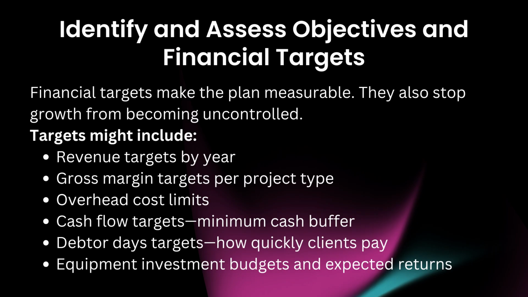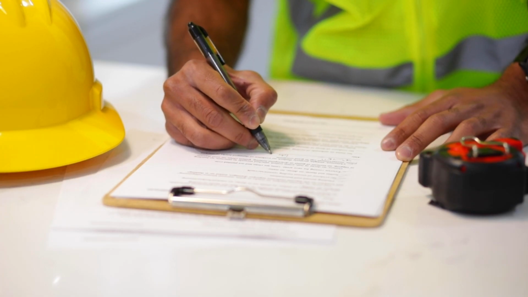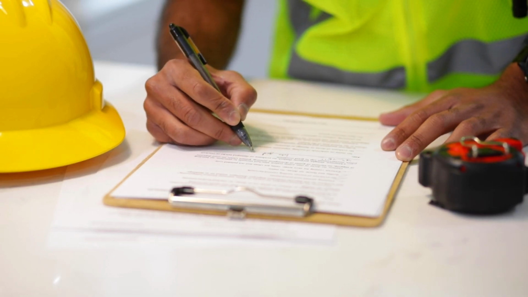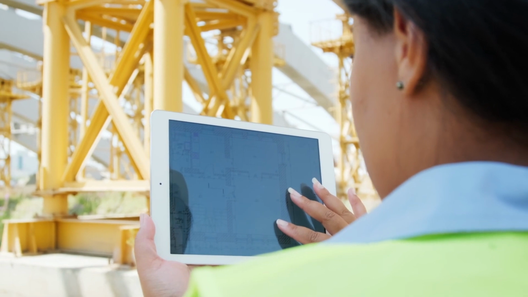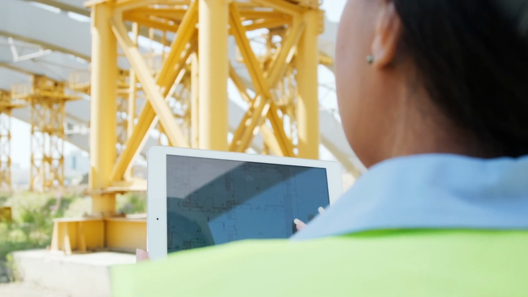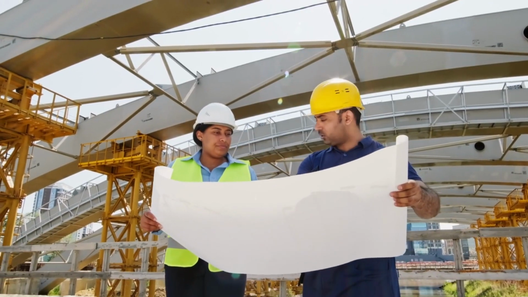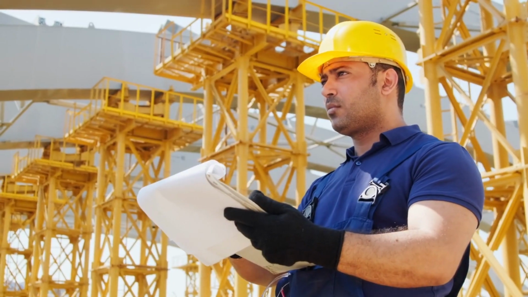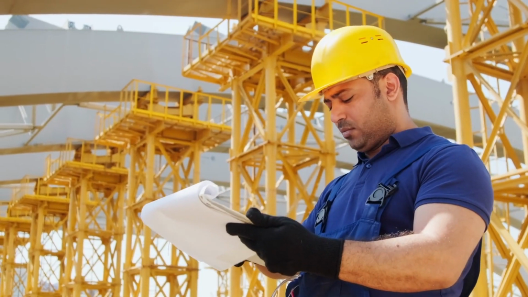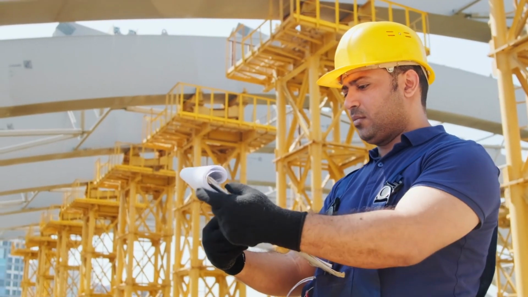Targets might include revenue targets by year, gross margin targets per project type, overhead cost limits, cash flow targets, minimum cash buffer, debtor days targets, how quickly clients pay, equipment investment budgets and expected returns. Business objectives should also connect to operational performance, such as improving tender win rate, reducing defects at handover, improving on-time completion, and reducing subcontractor rework and variations caused by errors. When targets are realistic and tracked regularly, the business plan becomes a management tool, not a once-a-year document.